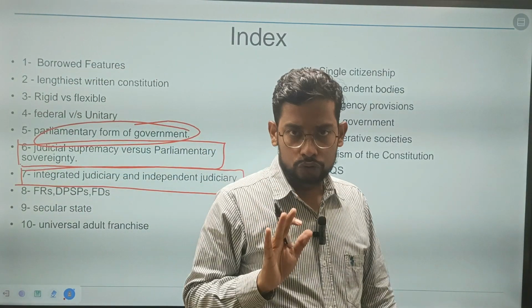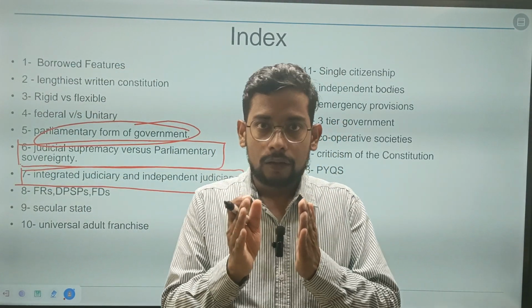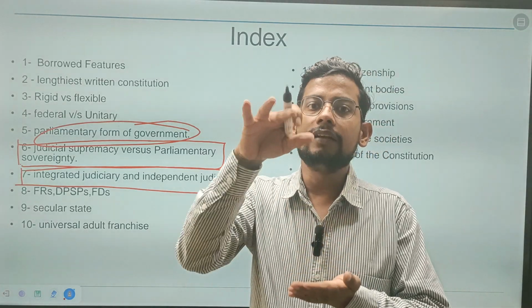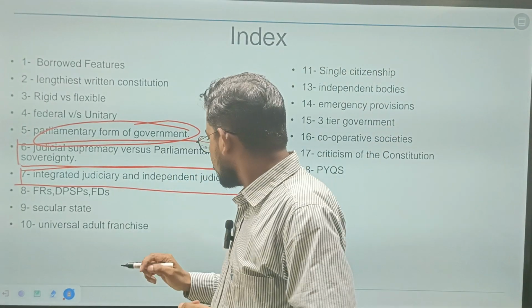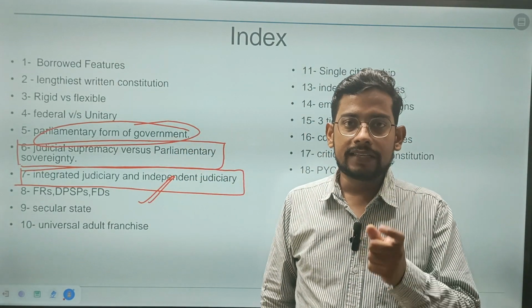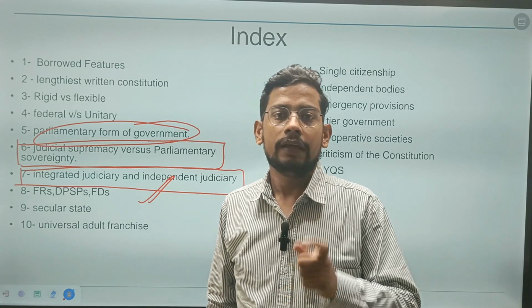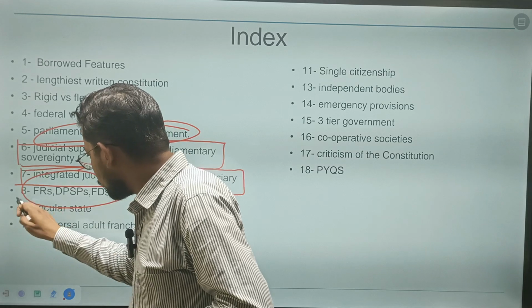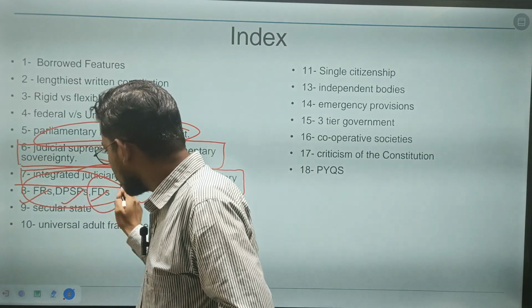India is having both types of judiciary. India is having integrated judiciary. Why integrated judiciary? Because district court, above that high court, and above that Supreme Court. Second thing, Indian judiciary is independent because executive and legislature cannot interfere in the workings of Indian judiciary. Then we will study about the fundamental rights, DPSPs, and fundamental duties.